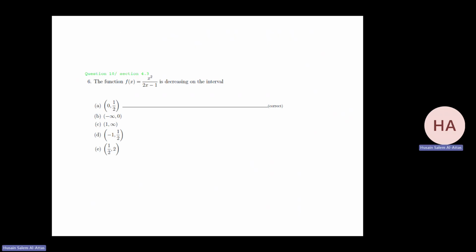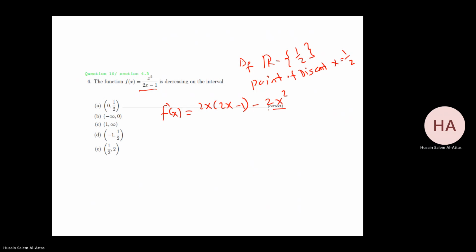Okay. Now it's just a fraction. I mean, you need the quotient rule. So first you need the domain: real numbers except half. So point of discontinuity, since the function is not defined, x equals half. Okay. Now we'll find f prime. Do the calculation. 2x times 2x minus 1, minus 2x squared over 2x minus 1 squared.